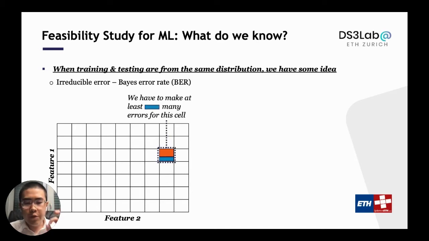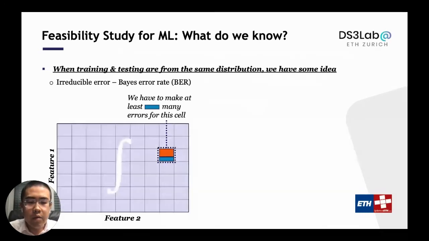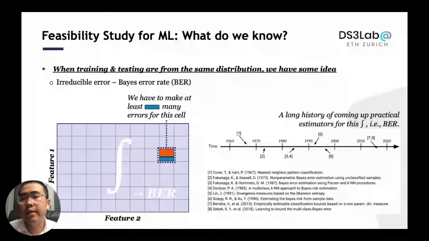If you're looking at this cell, you have to make the green ones errors, because even the best classifier can only make some deterministic prediction, which if you predict red is actually optimal in this case. Then you take the integral over the whole space, and that gives you the base error. So this measures what the best machine learning model can ever give you on this data set. Not surprisingly, people have been working on this for a long, long time, back to the 60s. So this is the first thing that we know. Potentially, this could give you some way to talk about this feasibility study problem for machine learning.